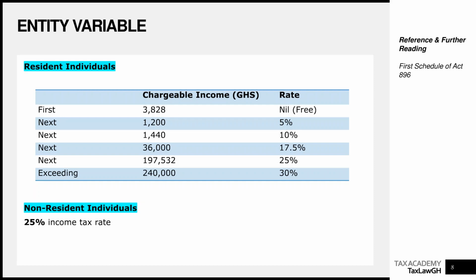Let's look at a resident individual who is earning 1 million cedis as compared to a non-resident earning 1 million cedis. You can see that the resident person will end up paying in excess of 30% using the rate here, whereas the non-resident will have a flat 25%, capped at 25%, no matter how much their income is. So you can see it works both ways, but just to emphasize that when it comes to the entity variable, it's possible that even at the individual level, different tax rates will apply. So residence is an important factor to consider.